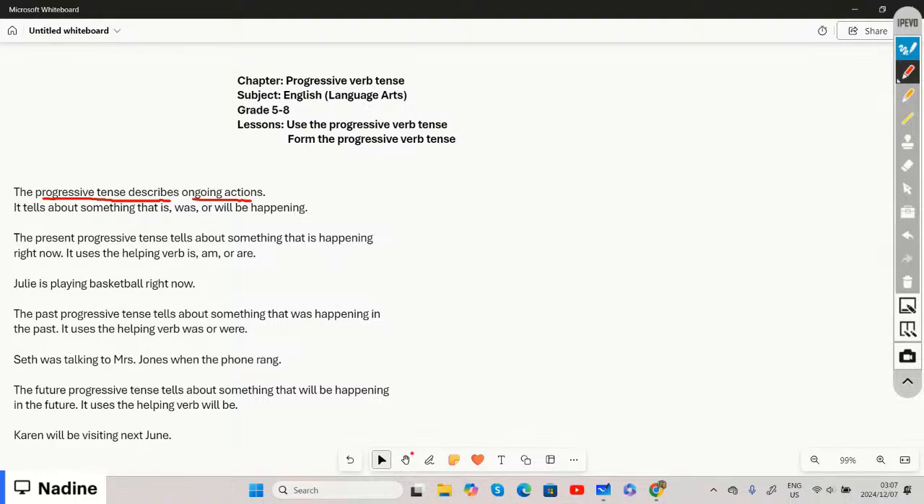right? Because like I said, if you look at the word tense, the tenses tell us if it's present, if it's past, or if it's future, right? And then verb is the action that takes place, or the action that the person or thing is doing. And now progressive is ongoing. So if we put this together, it means that the progressive verb tense is the ongoing action that takes place either in the present tense, in the past tense, or in the future tense.